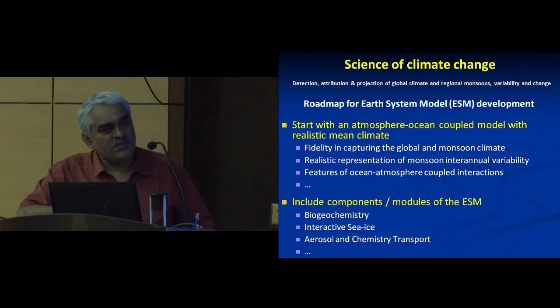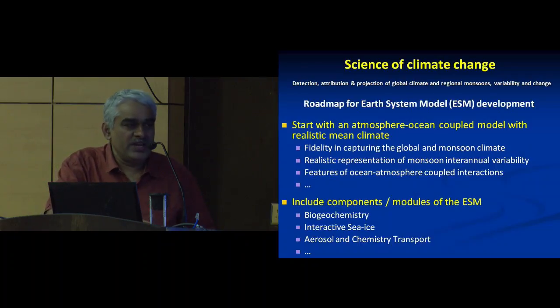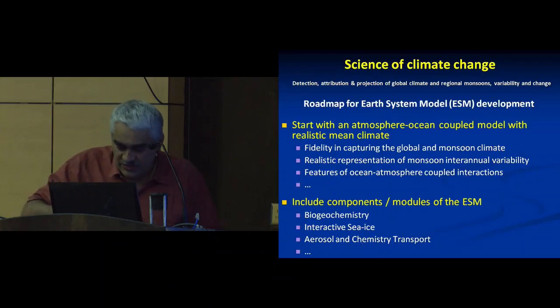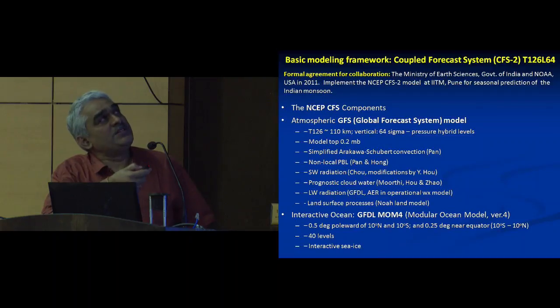And once you have such a model, and it also has a realistic representation of the intraseasonal variability of the monsoon and various features of the ocean-atmosphere coupled interactions, and once you have such a modeling framework, then you can include various components of the ESM like biogeochemistry, interactive chemistry, aerosol chemistry, transport and so on. So with this philosophy we started, and at that time there was this monsoon mission.